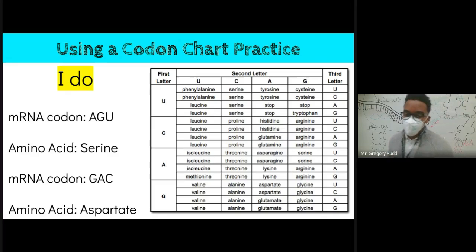G was my first letter. I only look in the bottom row. A is my second letter, so I'm only looking in that third column in the bottom row. So I only had two options at that point, aspartate or glutamate. But then I look at my third letter, which is C, and that tells me it needed to be aspartate.